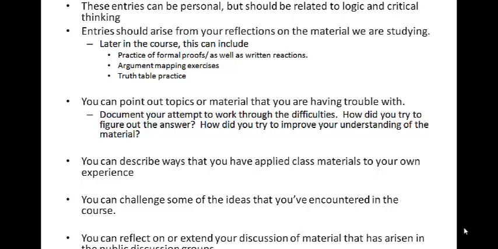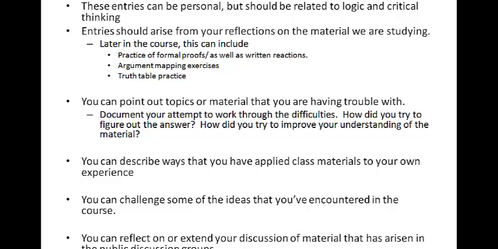So the entries should arise from what you're thinking about the material we're studying. This, of course, will be your comments, your written work, but later on it could be the more formal work. So the practice of formal proofs, the tree proofs, the direct proofs, the indirect proofs, etc. And the argument mapping exercises, the truth tables, and so on. All that stuff. If you want to include that, that's great.